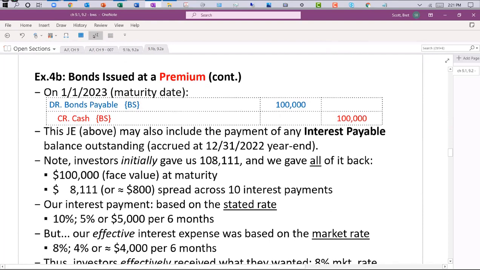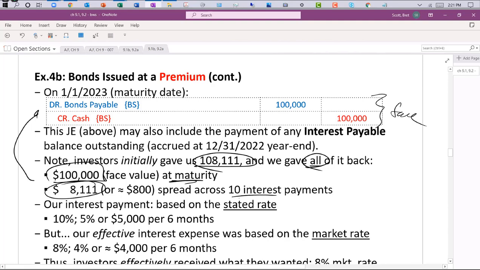But what do we pay at maturity date? Guess what? It's just the face value. Right? They gave us 108,111, that's for sure. What happened to all that money? We gave it all back. They gave us 108. 100,000 of it we gave them at maturity. That's what we see up above here. What about the extra 8,000? Well, the extra 8,000 we paid them back that balance little by little every time we make an interest payment. So did they get their full $108,000 back? Yes, they did. It's just the timing of when that happened.